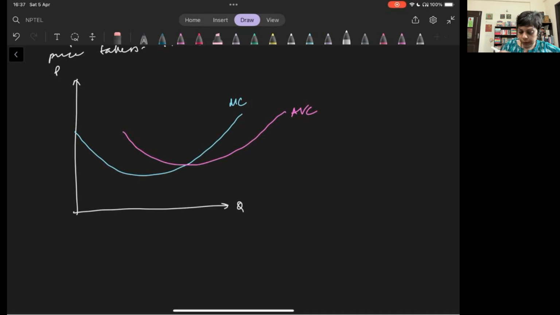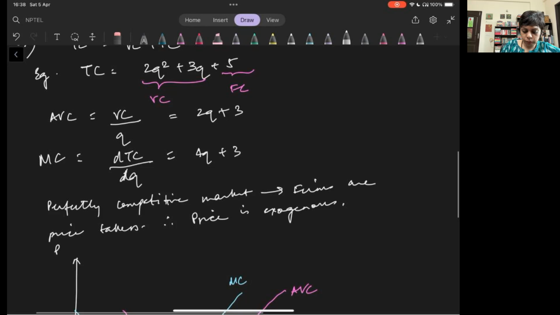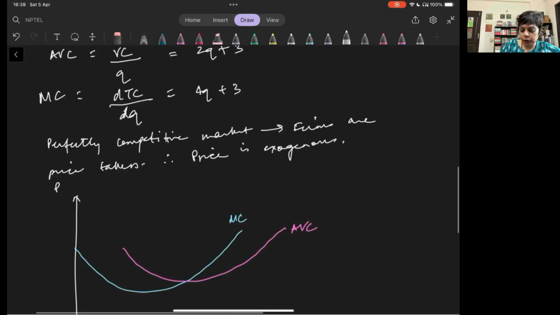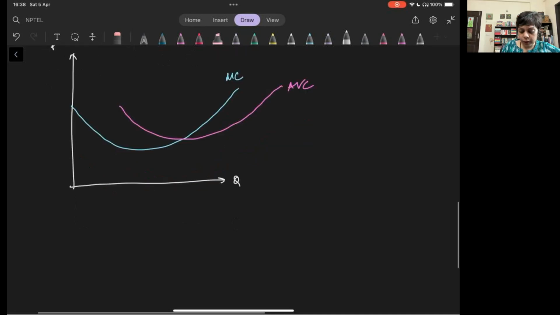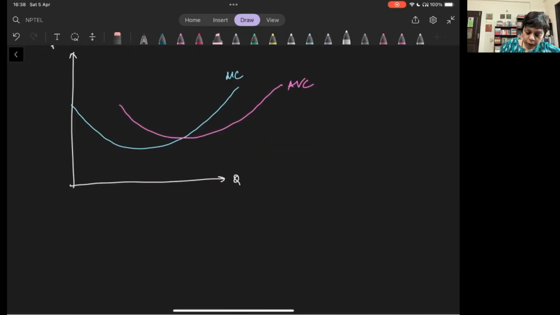Now, let's not worry about this particular function which I have taken, because that function is just arbitrary. It's not sacrosanct in some way. At this point, marginal cost is higher than average variable cost, and we assume, say, the price is somewhere here. So this is P star.